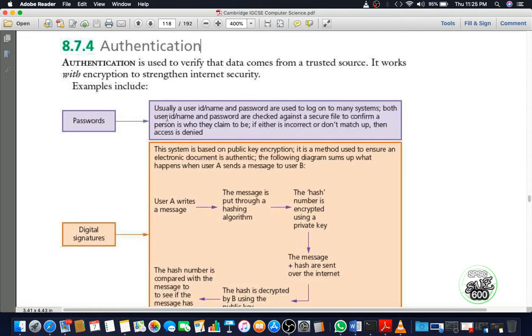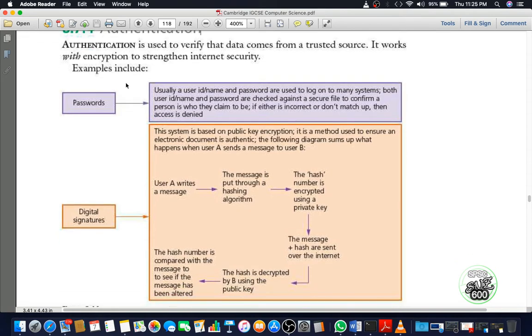Now the next question, types of authentication, examples include. So these are actually, you can also say, the types of authentication. Now the first one is password. Usually a user ID and password are used to log on to many systems. Both user ID and password are checked against a secure file to confirm a person is who they claim to be. If either is incorrect or doesn't match up, then access is denied.